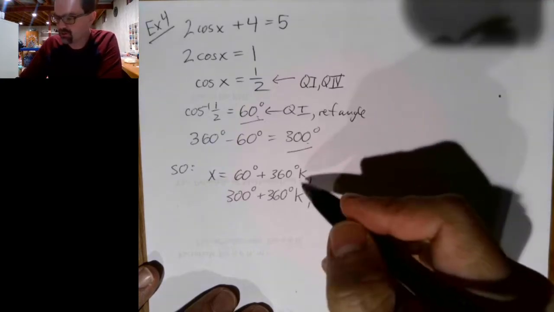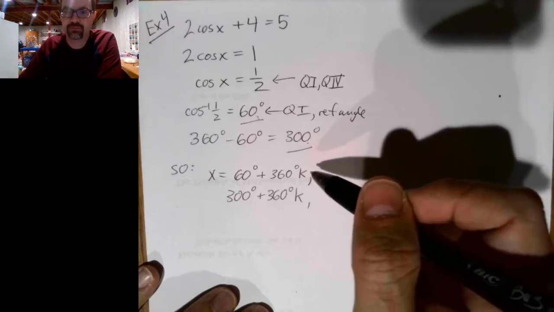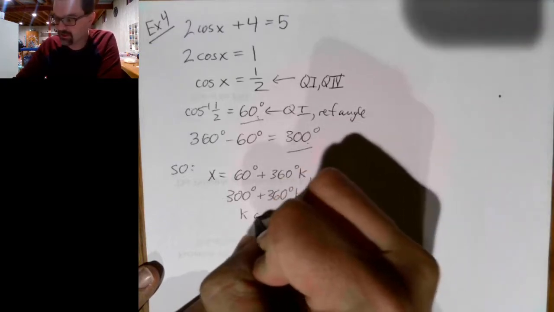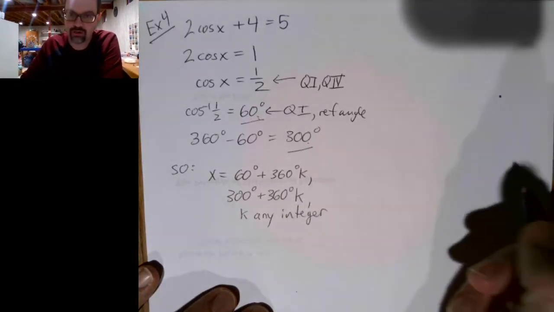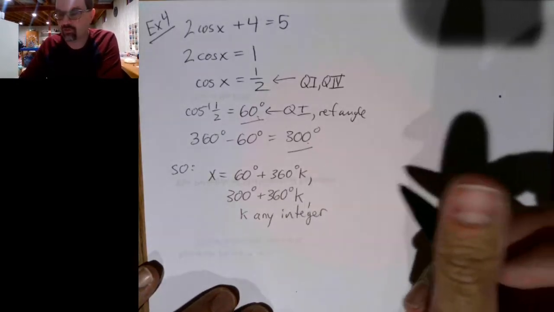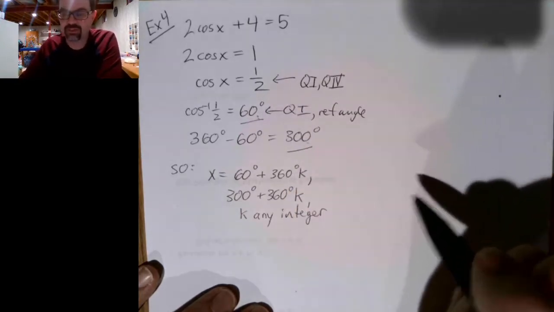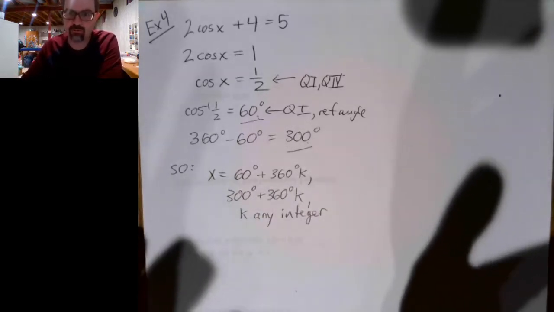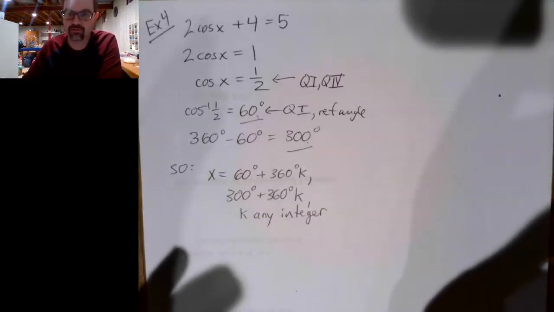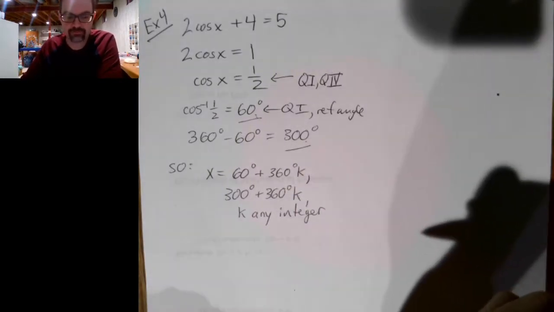And since you introduce this letter k sort of out of nowhere, you have to say what that thing represents. And like we said before, k is any integer. So any integer you pick, put it in for k, you get a solution to this equation. So there's an infinite number of solutions. 60 and 300 are kind of like the basic ones in our basic range from 0 to 360. But then we get all these other guys that are coterminal with it.